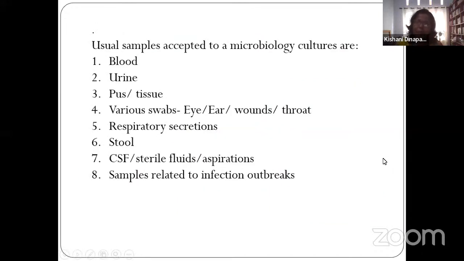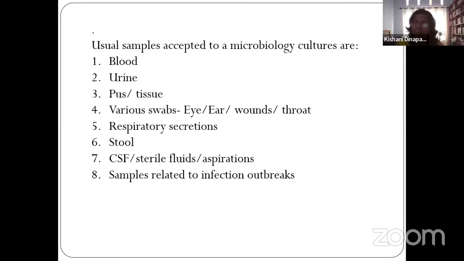So the samples usually, again, as I said, depending on your microbiology laboratory and the services, the sample that would be accepted to the lab would differ. But these are the samples usually processed, even in a base hospital. Blood cultures, there are two types actually: automated cultures, using an automated machine, for which you have a separate specimen collection bottle, and there are manual cultures also.